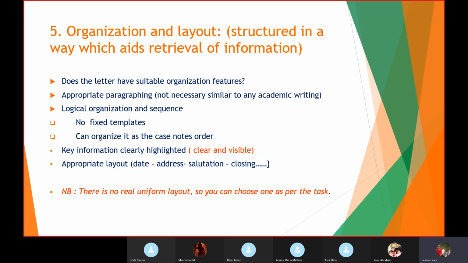Layout has to be appropriate, the way you write the date. Some people write the date on the top, some write it after the address. Both are acceptable. Salutation, how do you close? Of course, there is a score for that also.